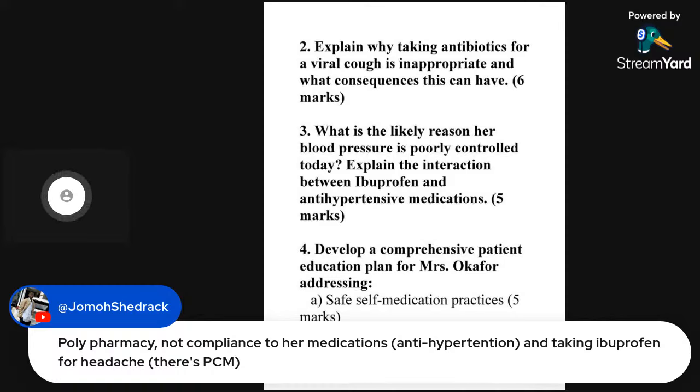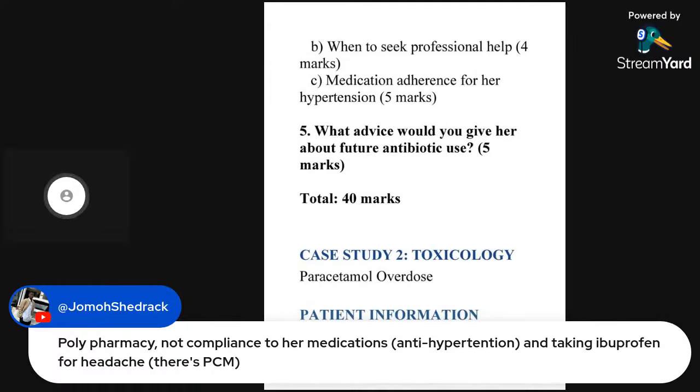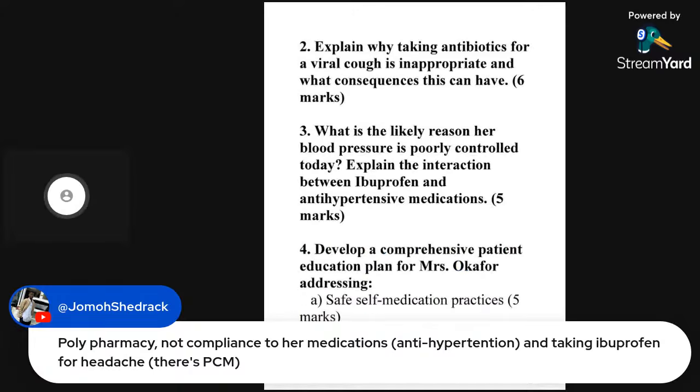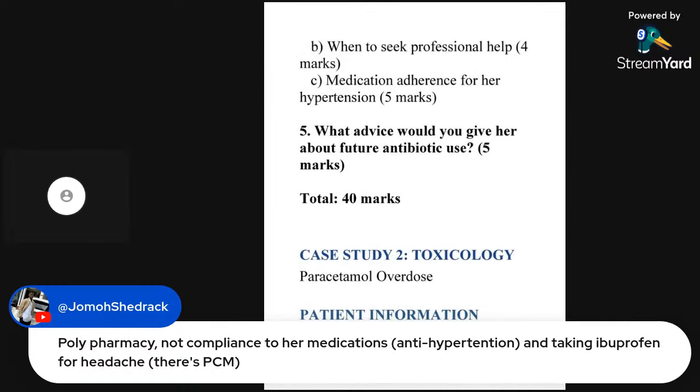All right. Question number 4: develop a comprehensive patient education plan addressing A, self-medication; B, when to seek professional help; and medication adherence for hypertension. What is he just trying to tell you? He's asking what nursing consideration you would tell her that will make her reduce self-medication, know when to seek professional help, and know when to stay with her medication. Those are normal things you should be able to know and do.